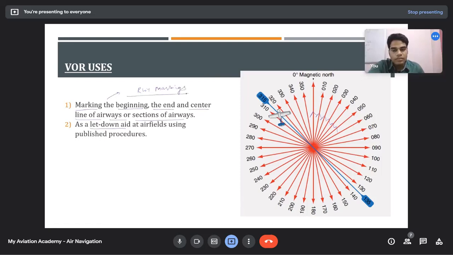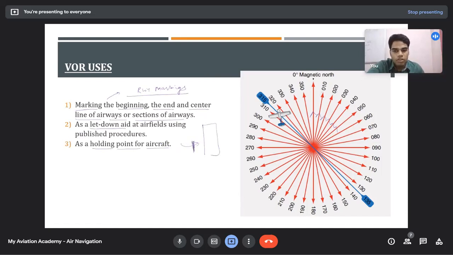Okay. Runway markings. As a letdown aid, I've already explained letdown, right? Just after leaving a hold, you do a letdown procedure to initiate the approach. As a holding point for aircraft, in the bigger airports, the holding point, I'll be explaining the regulations. It's basically a point beyond which you cannot enter before permission for your departure. That is a departure clearance. So it is just before the runway, okay, before which you cannot enter.